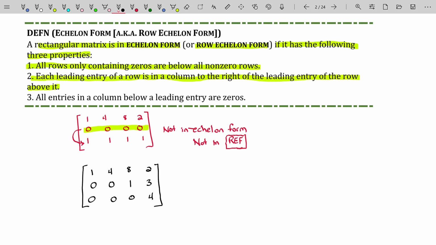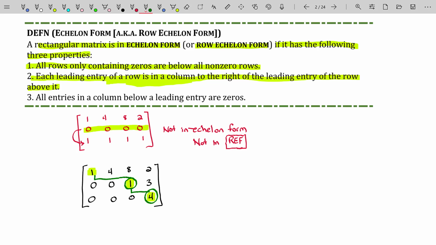Notice that in each row, we have a leading entry. The first non-zero entry, starting at the left and moving to the right, you highlight the first non-zero entry, and that is the leading entry in that row. And note, each leading entry of a row is in a column to the right of the leading entry of the row above it. For example, this leading entry right here is to the right of the leading entry of the row above it. This leading entry right here is also to the right of the leading entry of the row above it.